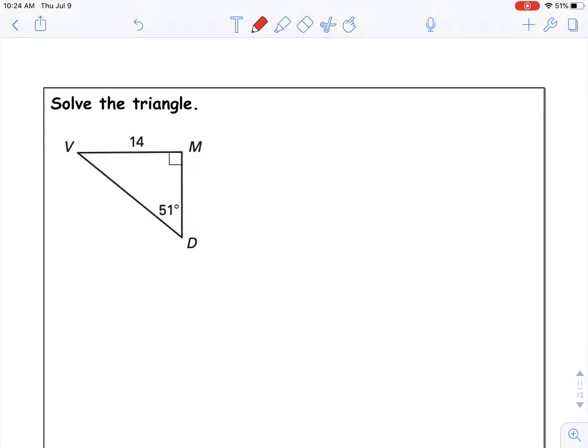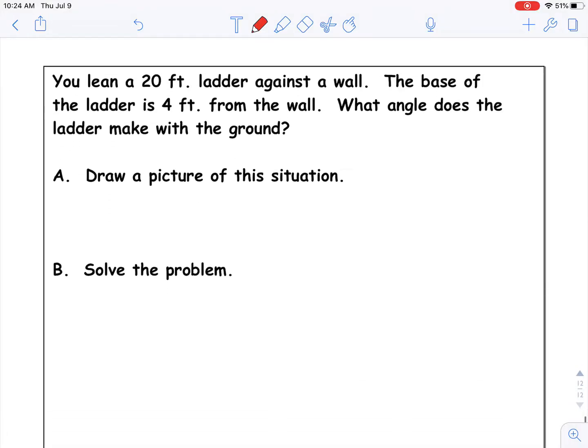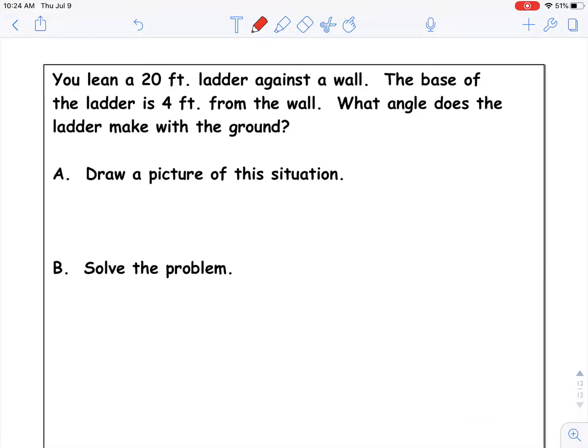All right, your turn. You try this one. Work through trying to find the missing angles and sides, and then check back to the notes to see if you've done it correctly. And then we're going to move on to a word problem.